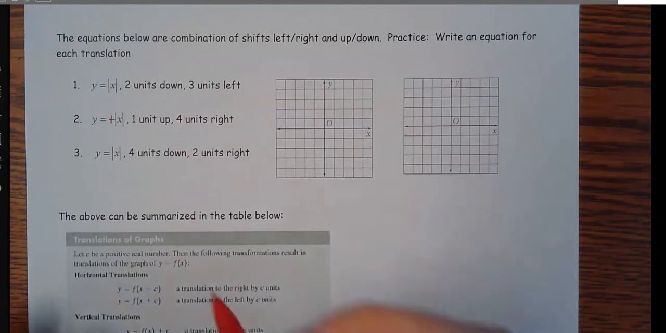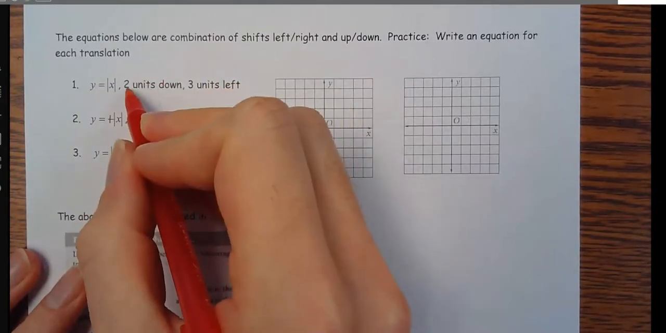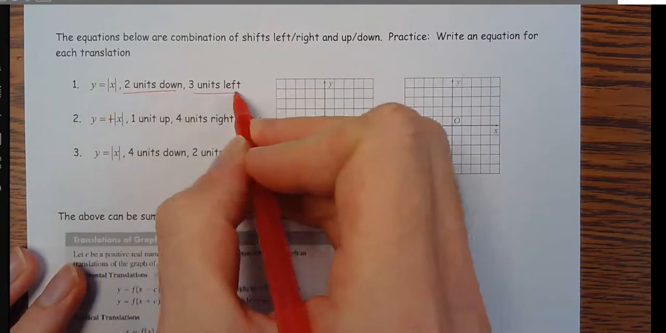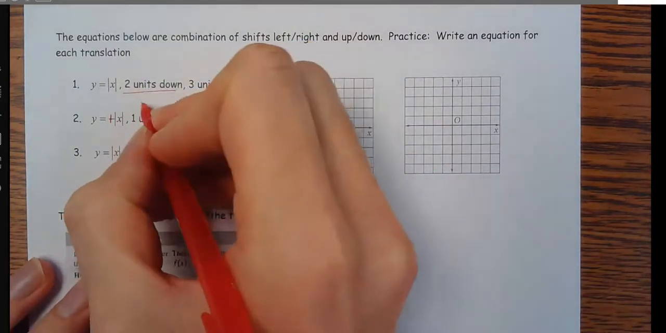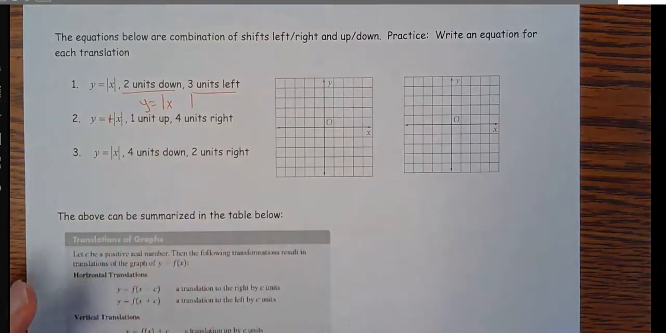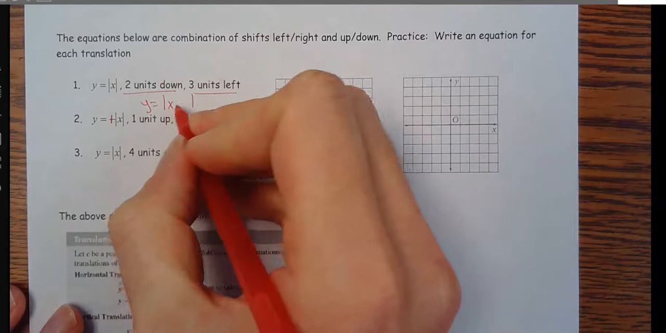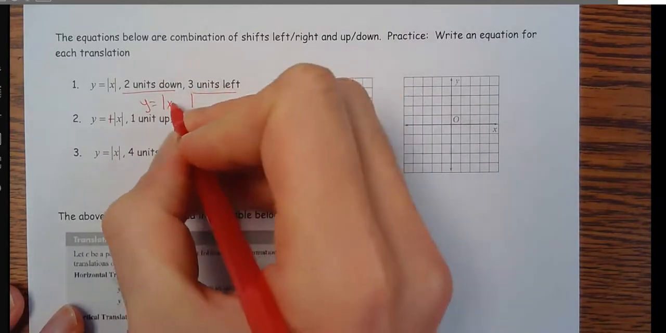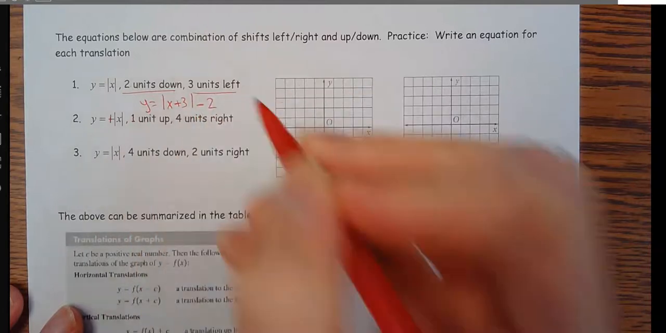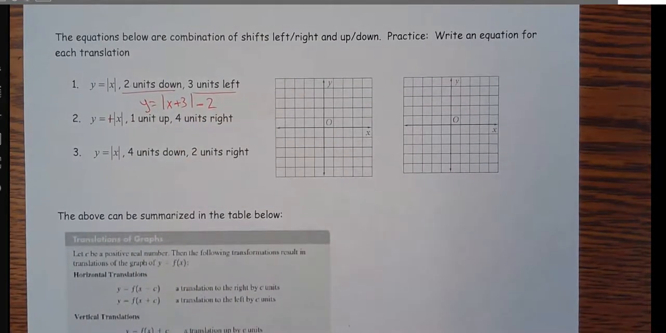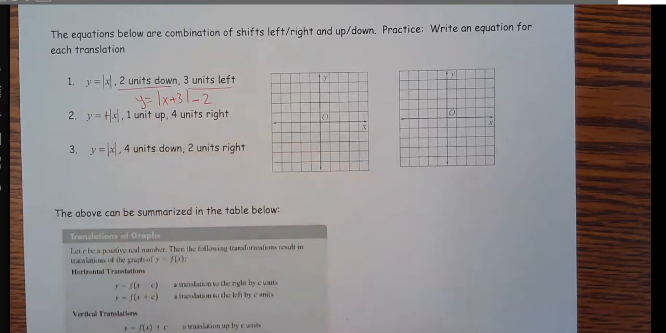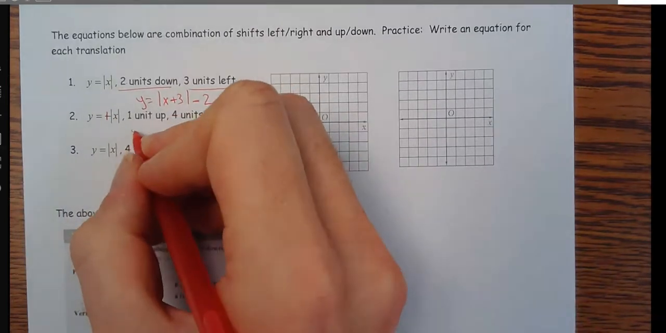So if we were going to take this parent function, I want to shift it 2 units down and 3 units left. So that would be the absolute value of x. And so left and right goes on the inside. Now 3 units to the left would be a plus 3, and then 2 units down would be a minus 2. Okay. And if you want to practice these, pause now, maybe fill these two out, and then you can hit play and see if you did it right.